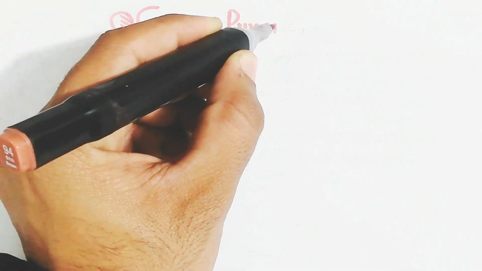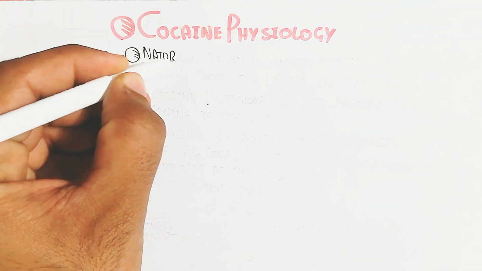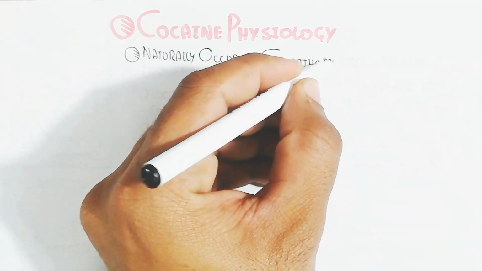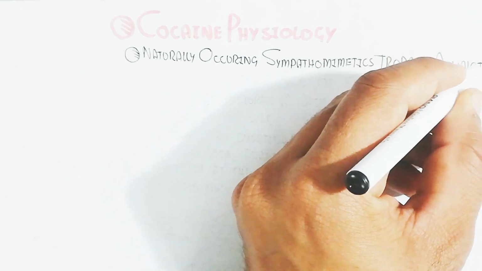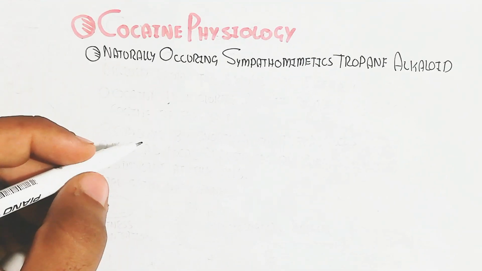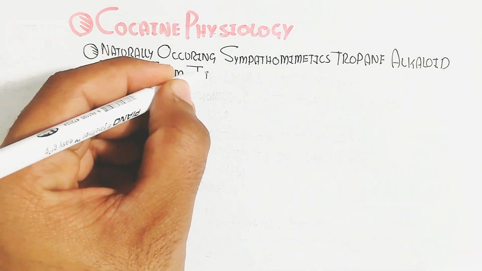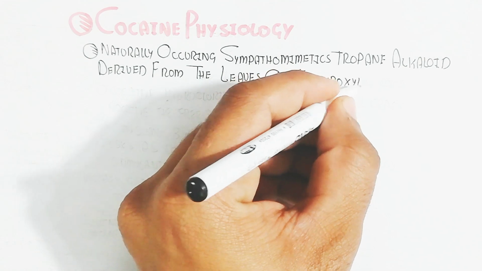Hello, in this video, we will learn about cocaine physiology, how cocaine can interact in our body. Basically, cocaine is a naturally occurring sympathomimetic tropane alkaloid derived from the leaves of Erythroxylum coca.